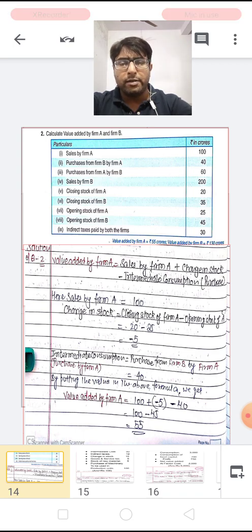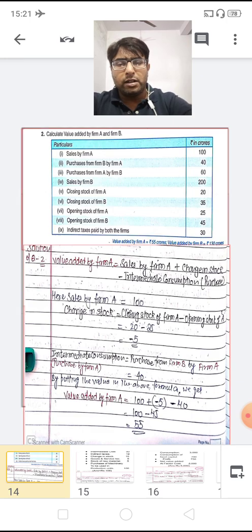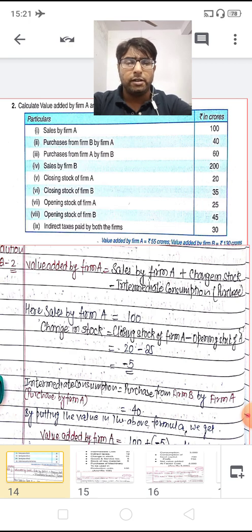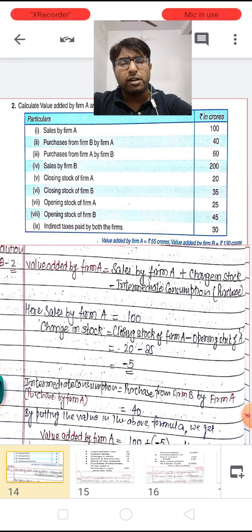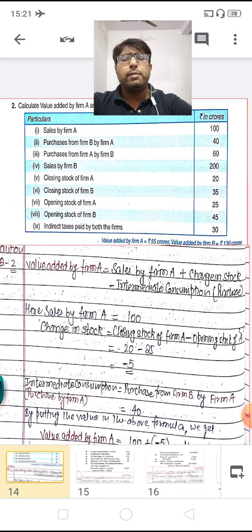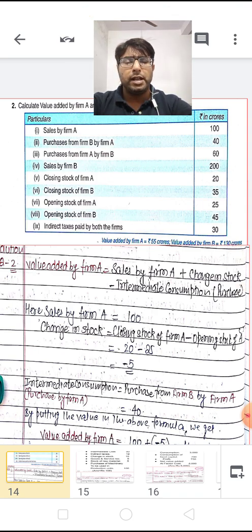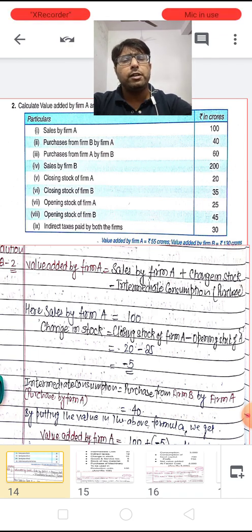closing stock by firm A is 20, closing stock of firm B is 35, opening stock of firm A is 25, opening stock of firm B is 45, whereas indirect taxes paid by both the firms is 30. Now children, we have to find out the value added by firm A. We have to apply the formula. Value added by firm A is equal to sales by firm A plus change in stock minus intermediate consumption, which is known as purchase. This formula we have to apply in finding out the value added by firm A and separately by firm B.